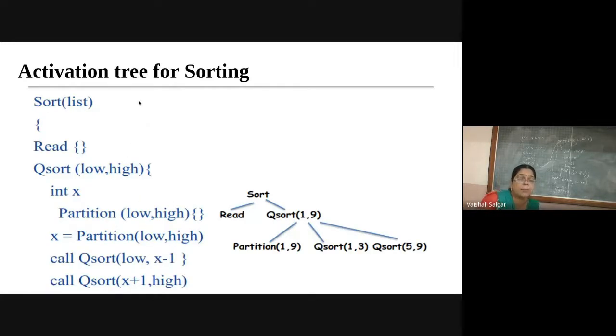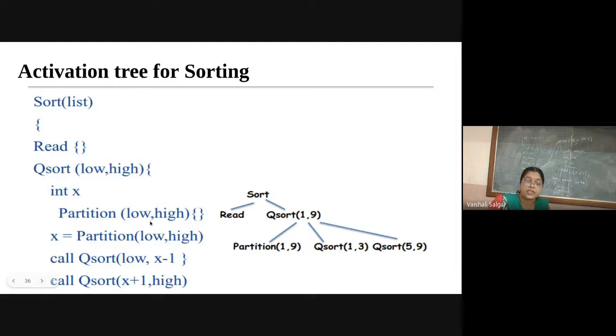We will see one example so that it will be more clear. The activation tree for the sort function: sort with the parameter list. Sort is the procedure, so when this procedure is called, it will be at the root. Now in sort, it is calling a read procedure, so read will be shown as a left node. After read returns, the next will be Q sort. This Q sort will be called with low and high. If there are 9 elements ranging from 1 to 9, the actual parameters for Q sort will be 1 comma 9.